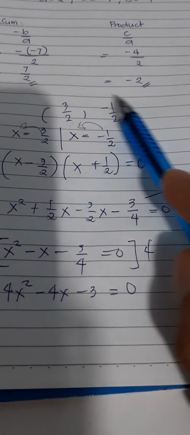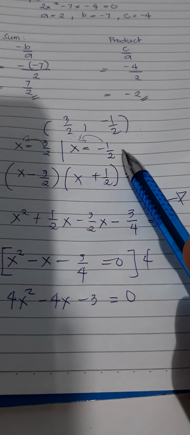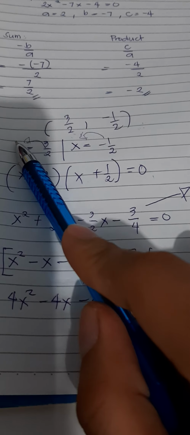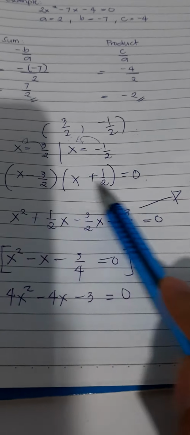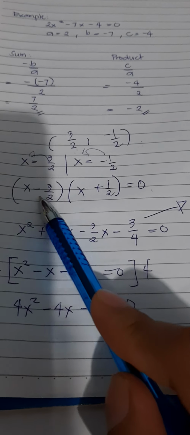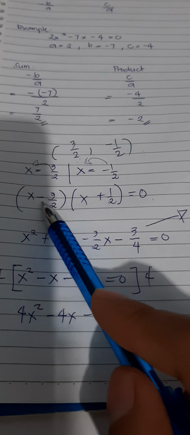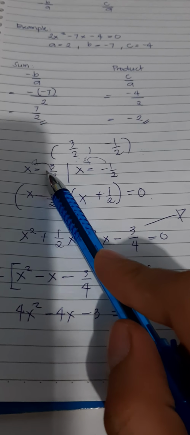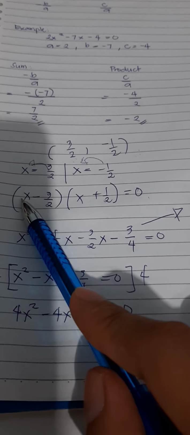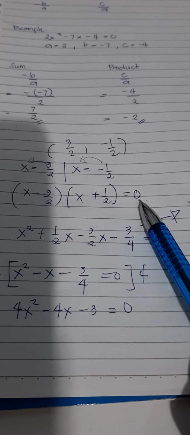So take note, these are just the values of our x. So we have 3 halves and negative 1 over 2. All we need to do is just to rewrite this in a factored form, just like this one, and we will just equate this to 0. So we have x minus 3 over 2. Since in transferring or transposing values, we get the opposite of its sign. If it is positive here, it will give you negative. And if it is negative, it will give you positive. So we have quantity of x minus 3 halves times the quantity of x plus 1 half equals 0.